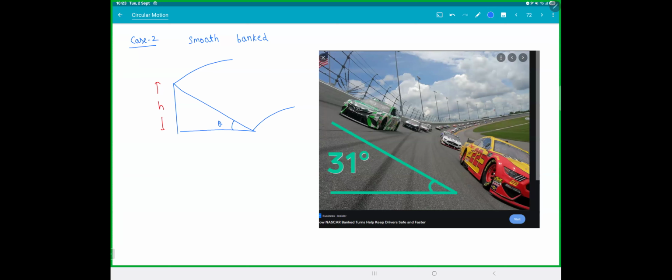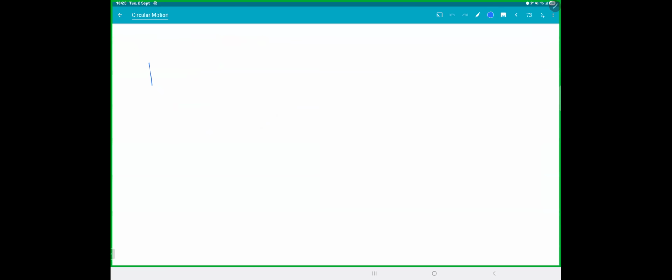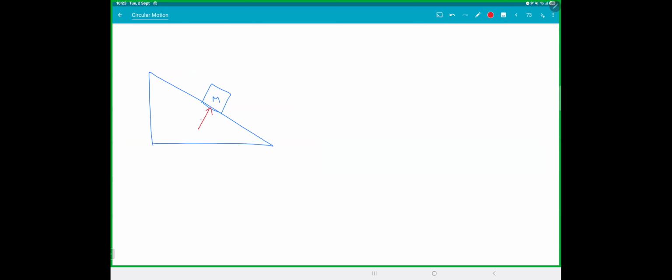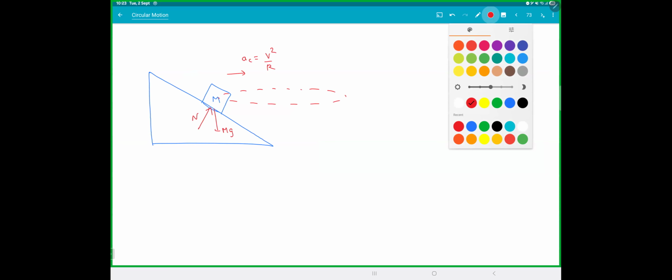So how does this give you an advantage? Let's start with the free body diagram. Again, side view, your block M is like this. What are the forces acting? Normal reaction, I'll do this in the ground frame, and you have your mg. That's it. There are only 2 forces. And it is going in a circle. Same story. If you go in a circle, there will be centripetal acceleration v square by r. Resolve the forces into components.